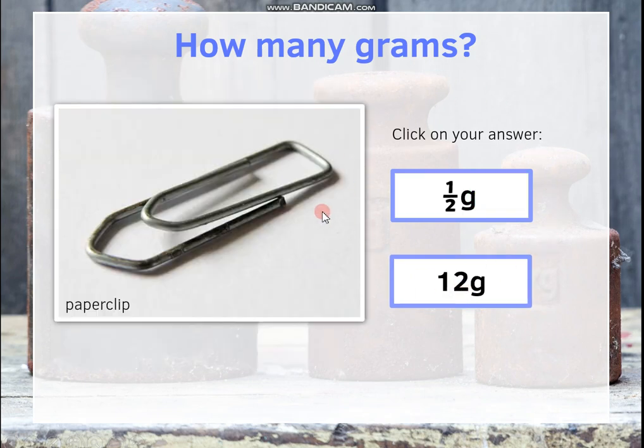Next one, the paperclip. Is it more likely to weigh a half a gram or 12 grams? Think back now, you picked up a 2-cent coin and that weighed 2 grams. Do you think this weighs more or less than a 2-cent coin? I'd say it probably weighs less, so a half a gram would be closer to the mark.